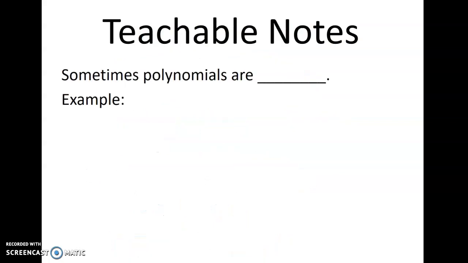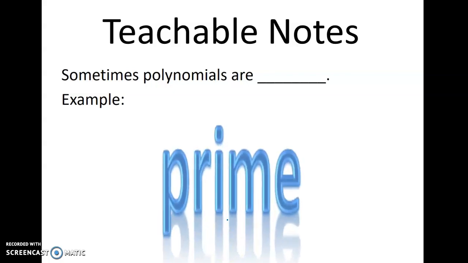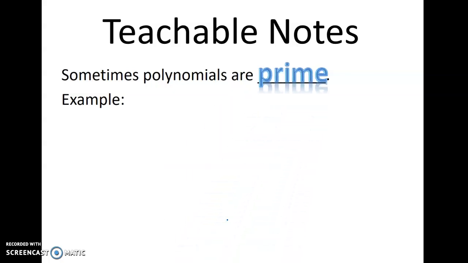All right, so sometimes polynomials are prime. What does prime mean? All right, it means that only one in itself can multiply to be it. So here's a good example. All right, this does not have a GCF. 2 does not go into 5. They don't all have x's.